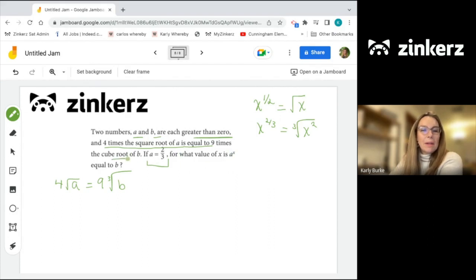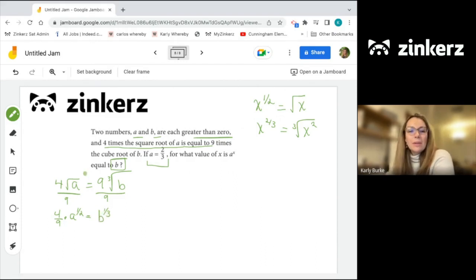I need to get b alone. That's what this tells me. I need to figure out how to get b alone. So let's start with that. Divide both sides by 9. And I'm going to write this as 4/9. I'm going to rewrite this as a to the 1/2. And over here, I'm going to write this as b to the 1/3.